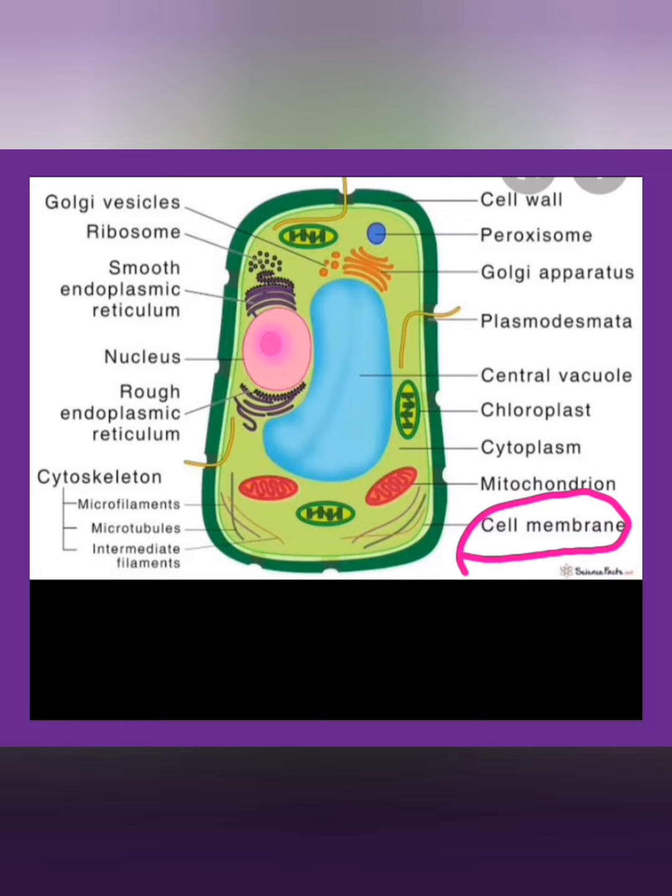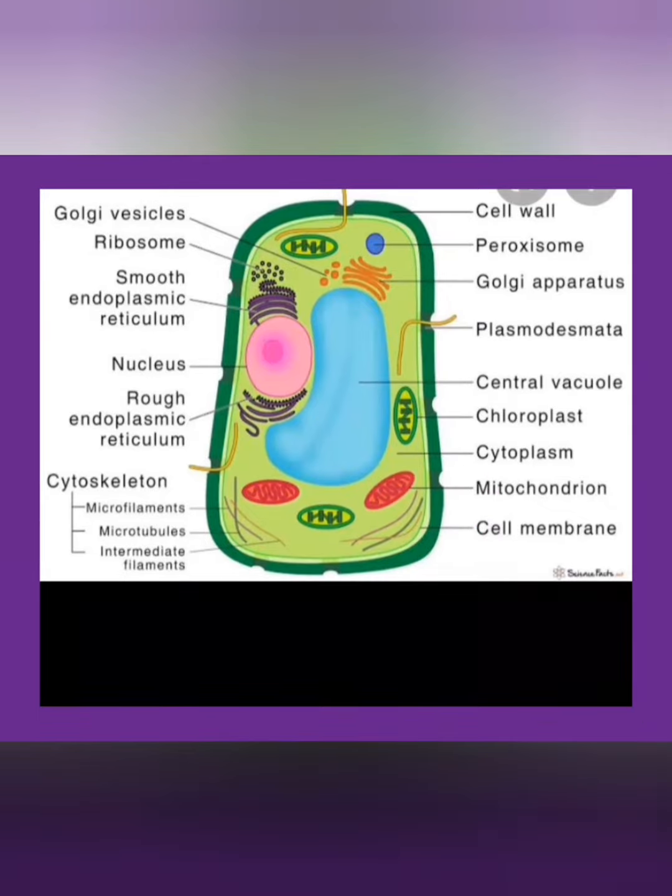Okay, and it helps in removal of waste products from inside the cell. All the waste product from the cell, inside the cell, it comes out through this cell membrane. Okay, let's learn about cell wall now.